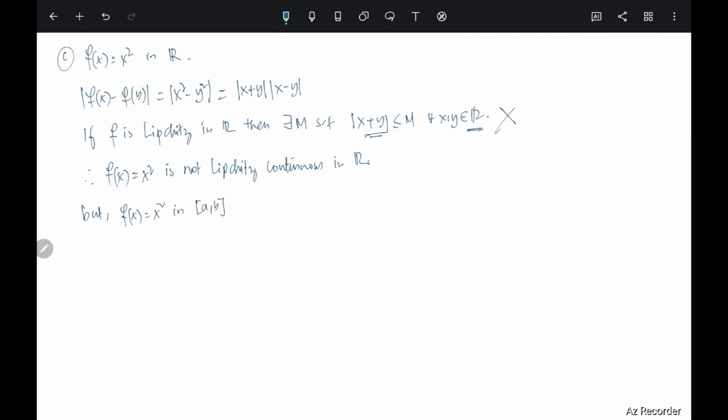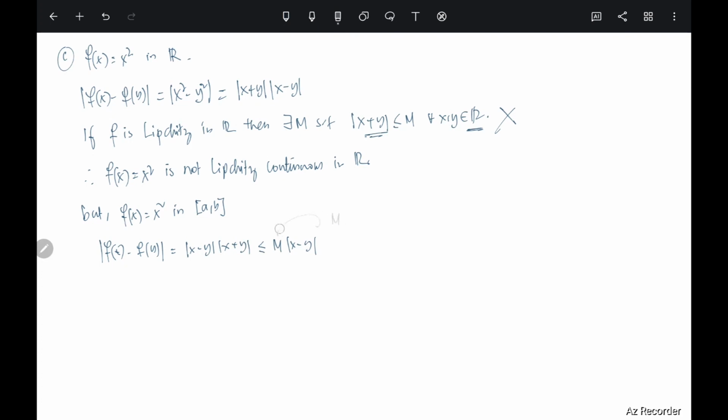Doesn't need to be closed, but let's just choose it like this. Okay, so in that case you see f(x) minus f(y) can be written as, less than or equal, so basically you can write it as mod x minus y times mod x plus y. This you can do, and then you see this is less than or equal to m times mod x minus y. Of course in a bounded set. So basically what is your m here? m is equal to 2b.